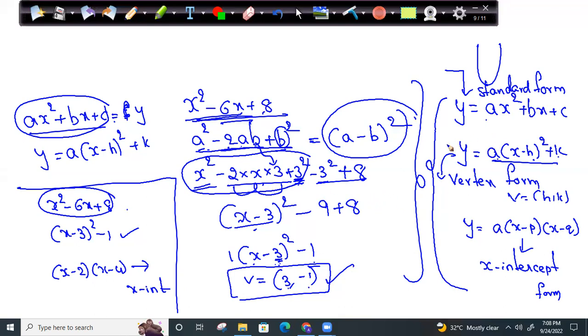So I am clear, 3 different forms. I told you how to find the vertex form, so vertex form is also very clear. Intercept form is very simple. You just need to equate to 0. No need to do the splitting of the middle term.